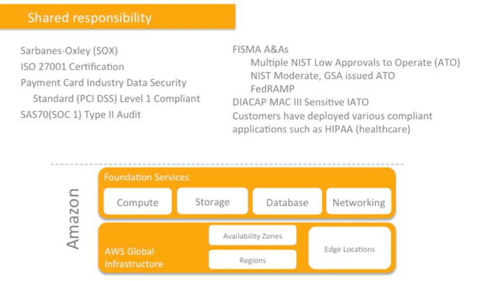So we're Sarbanes-Oxley, SOX compliant, ISO 27001 certified, PCI DSS level 1 compliant, and we're SAS 70, now known as SOC 1, Type 2 audited. So our infrastructure on a global basis meets some very high, strict audit requirements, and they're audited on a 6-monthly basis.